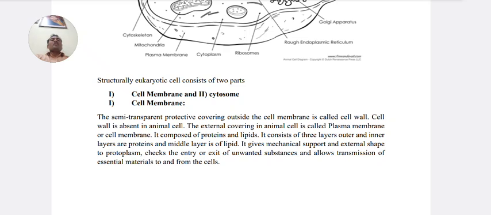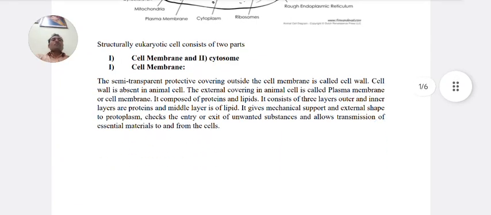Structurally, a eukaryotic cell consists of two parts. First is the cell membrane and second is the cytosome. The cell membrane is the outermost part, and it is a semi-transparent protective covering. Outside the cell membrane there is the cell wall. The cell wall is absent in animal cells. The external covering in animal cells is called the plasma membrane or cell membrane, and it is composed of protein and lipid. It consists of three layers. The outer two layers are made up of proteins, and the middle layer is of lipid.